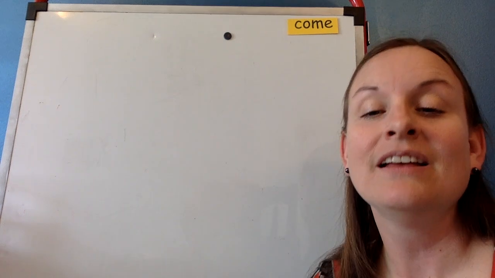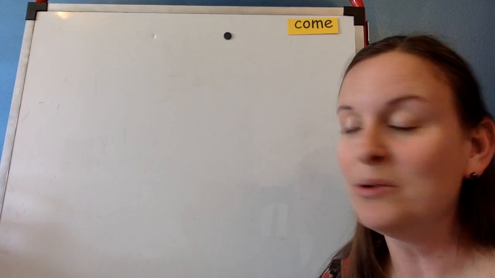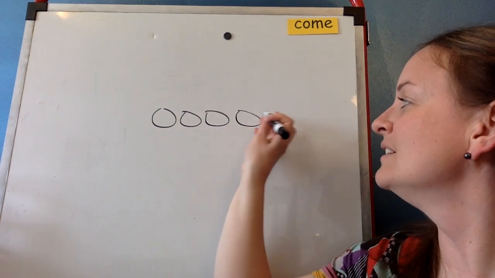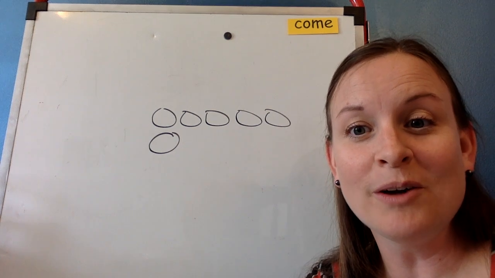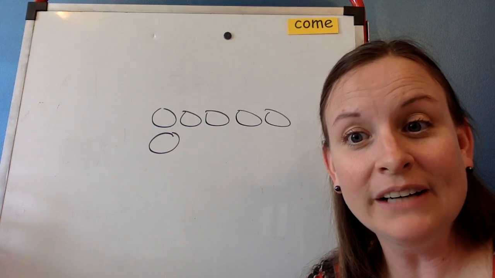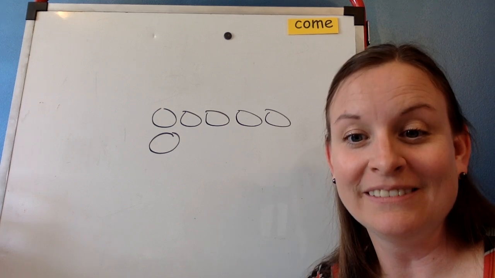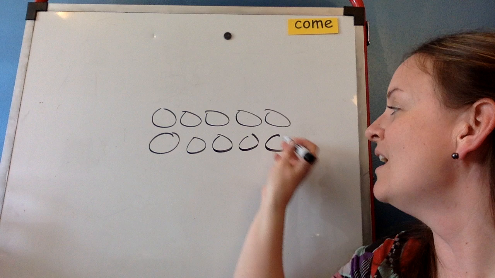I saw 6 horses on one side of the road. So we're going to draw our 6 circles. When I looked to the other side of the road, there were 4 more. When it says the word more, are we crossing off or adding? We're adding. So let's do our 4 more horses we saw.